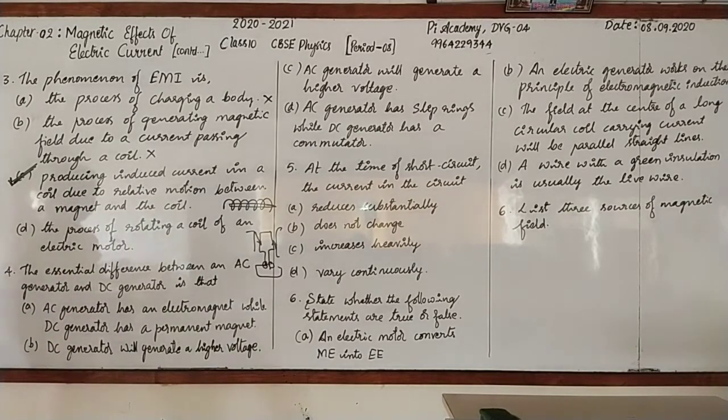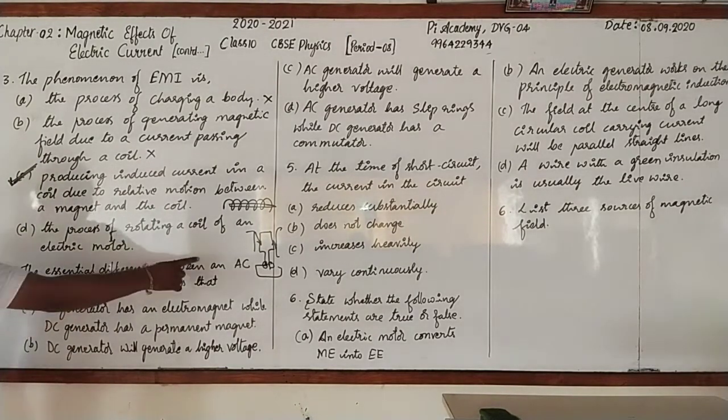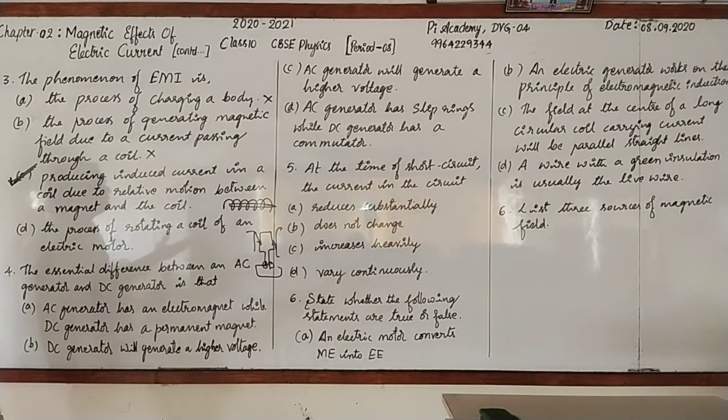Move on to the fourth one. Go through this. The essential difference between an AC generator and a DC generator is that an AC generator is nothing but a dynamo. Alternating current dynamo and direct current dynamo. What is the difference between these two? Here they have given some of them. Please go through these four options.